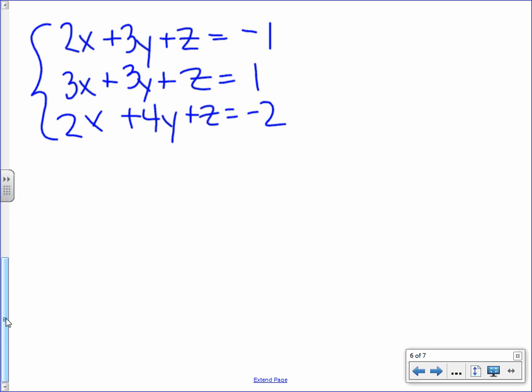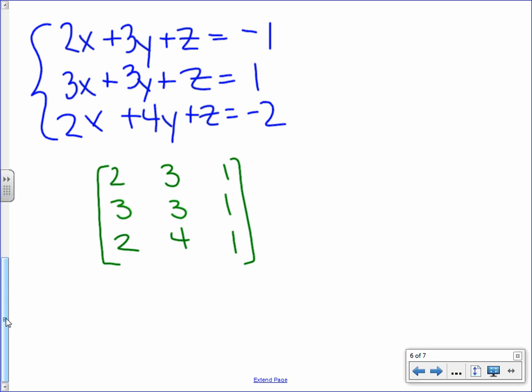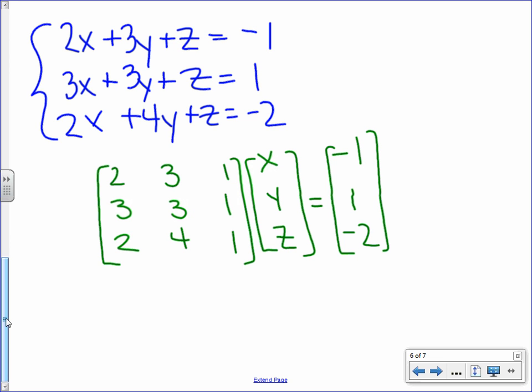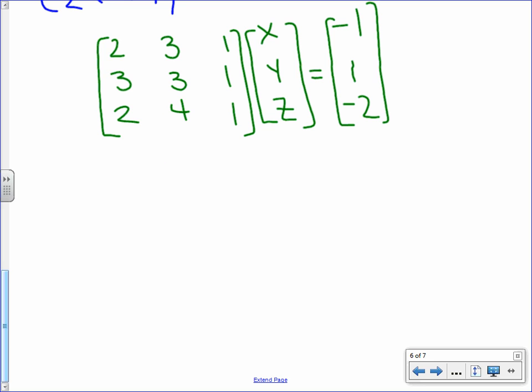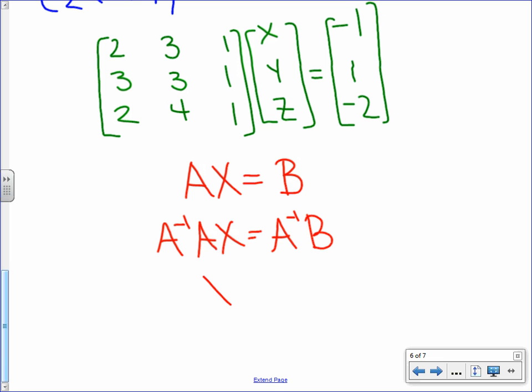So first of all, let's set up our matrix equation. We would have 2, 3, 1; 3, 3, 1; 2, 4, 1. Those are the coefficients of x, y, z, times our variable matrix, equals negative 1, 1, negative 2. So if we call this A, X equals B, if we name those matrices A and B, how do we get X by itself? Okay, since A inverse has to go on the left of A, inverse has to go on the left of B.